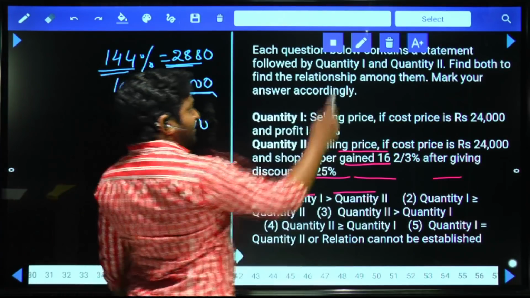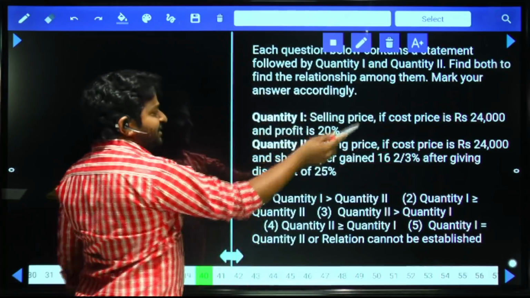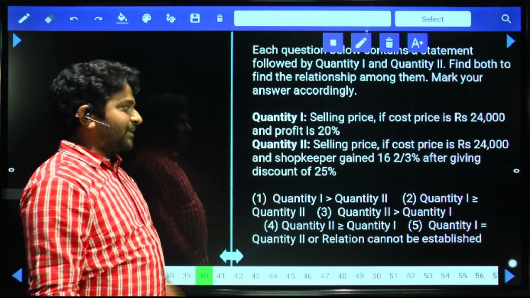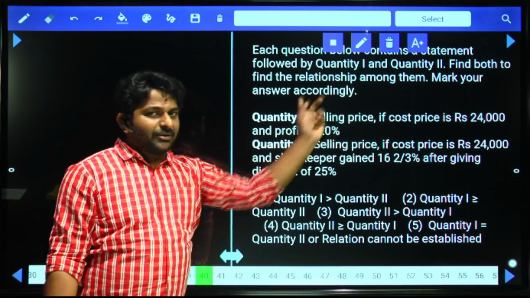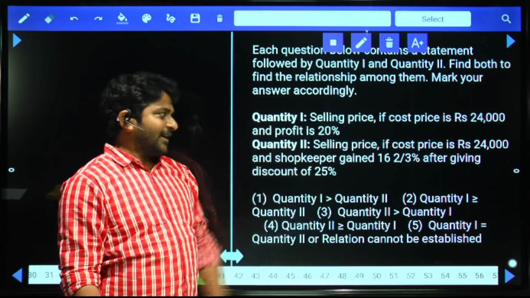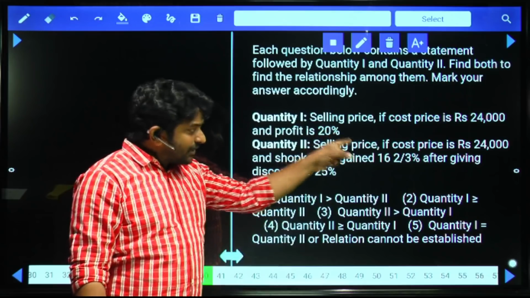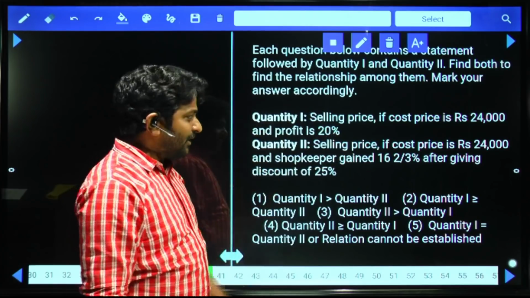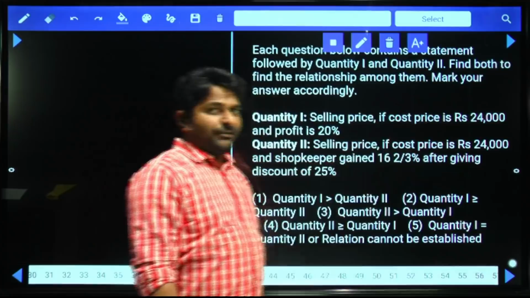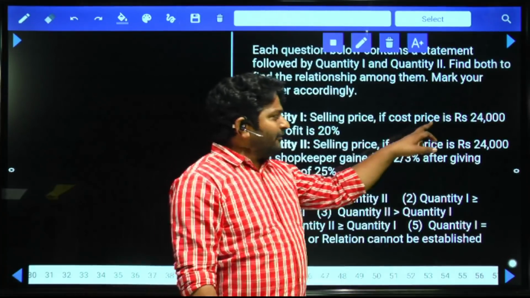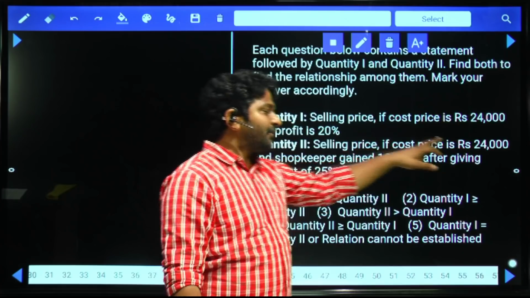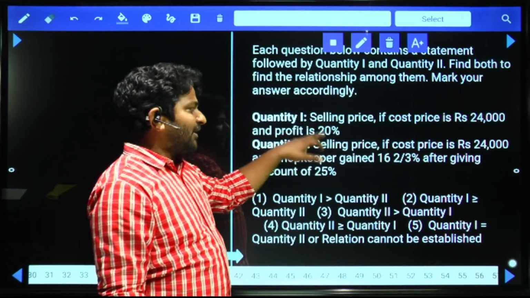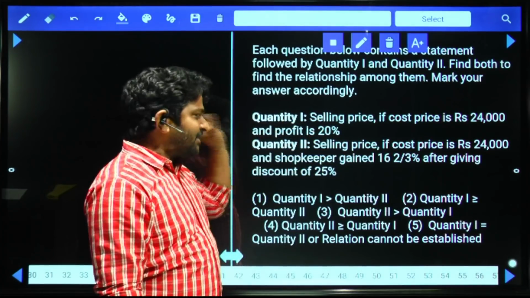Selling price, that's what we need to calculate. The cost price is 24,000 and the profit is 20%. 20% added to 24,000 gives us the selling price. Just don't calculate it. In Q2 also we have to calculate selling price only. If the cost price is 24,000, just observe one thing: in the first case and second case, the cost prices are the same, 24,000. In both cases, we need to calculate the selling price.